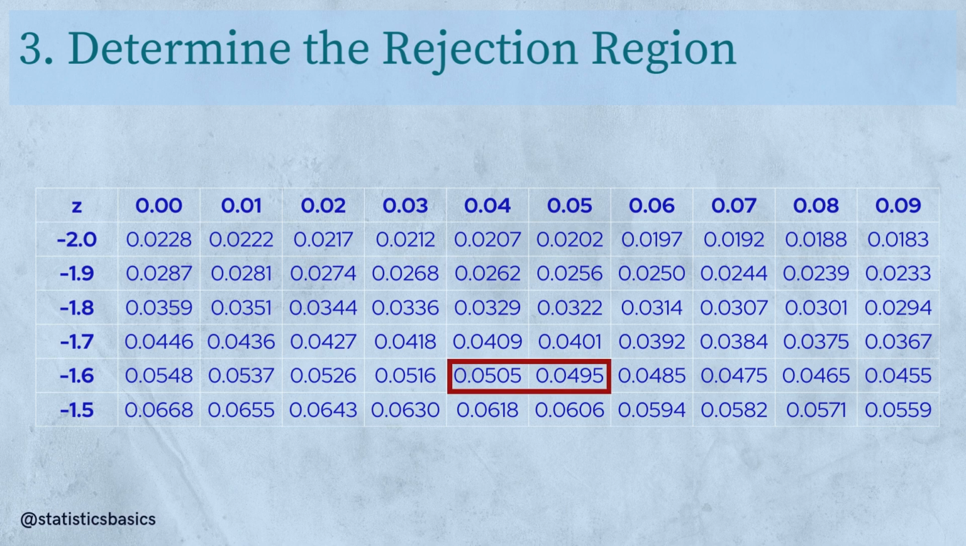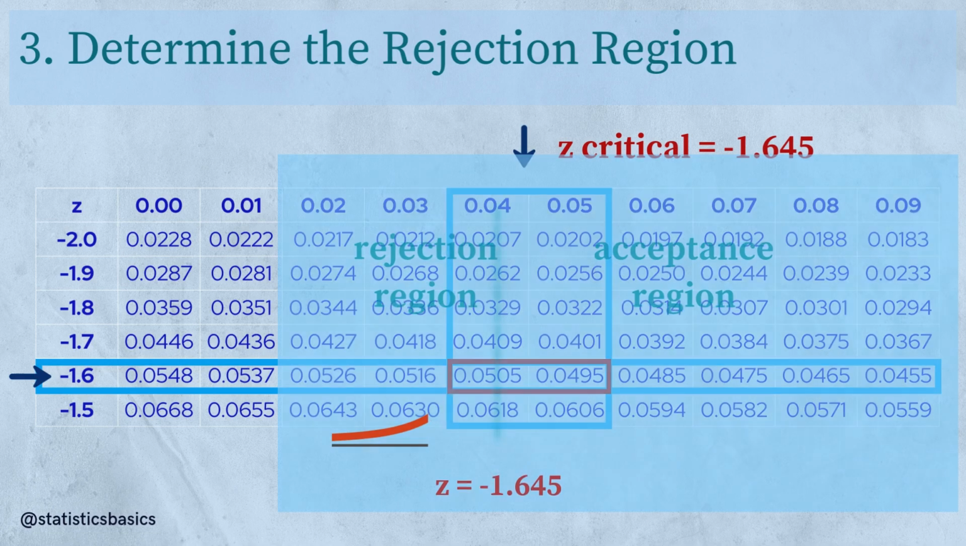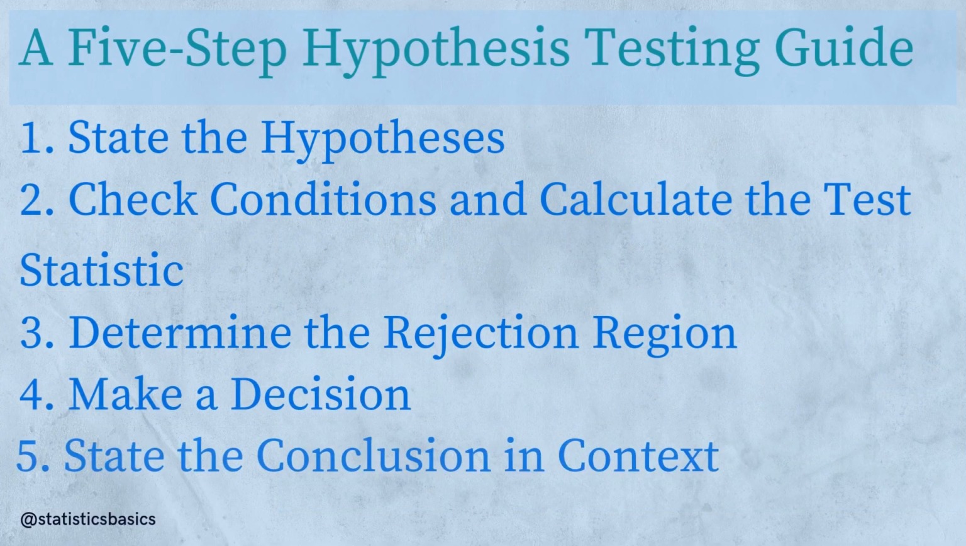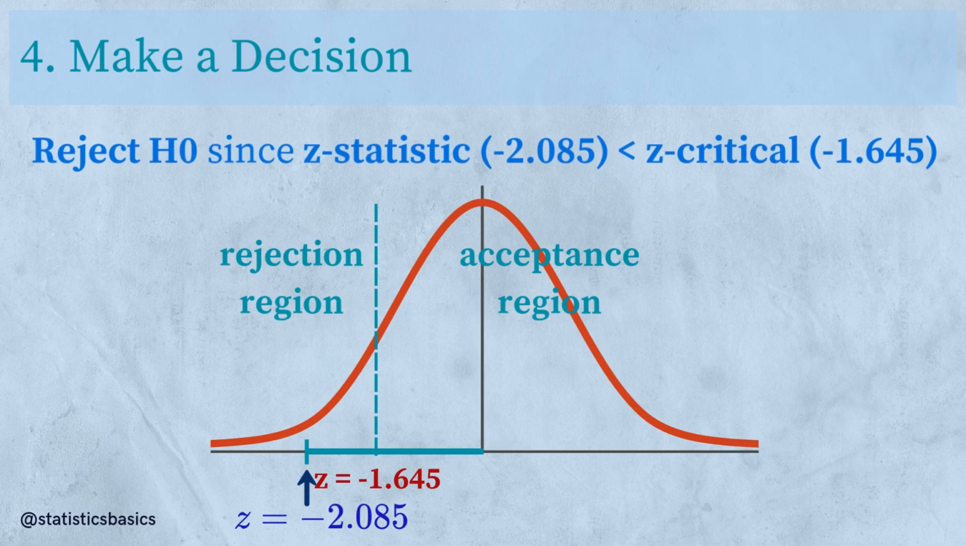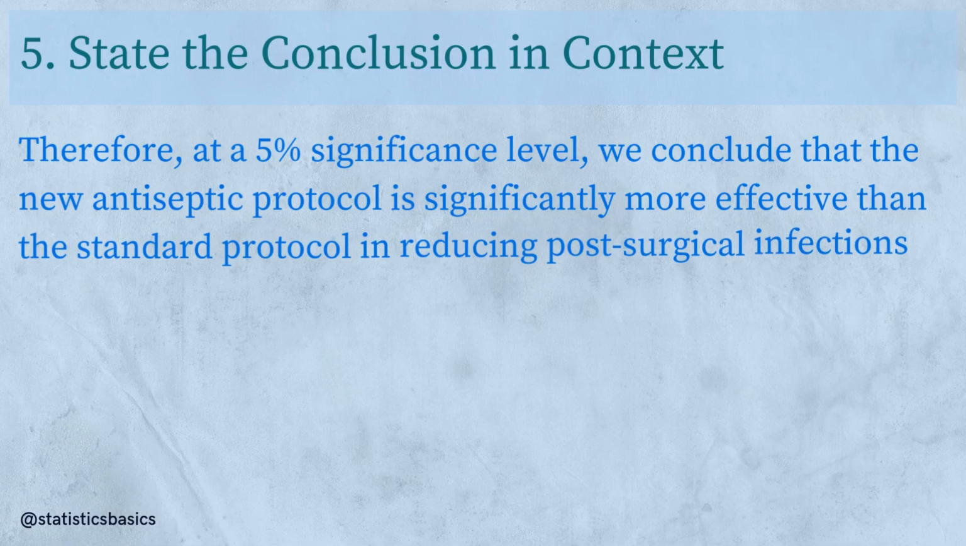With a significance level of 0.05, we find the critical value from the z-table to be -1.645. The rejection region thus consists of all z-values less than -1.645. Since our z-statistic falls within the rejection region, we reject the null hypothesis at the 5% significance level. Therefore, at a 5% significance level, we conclude that the new antiseptic protocol is significantly more effective than the standard protocol in reducing post-surgical infections.